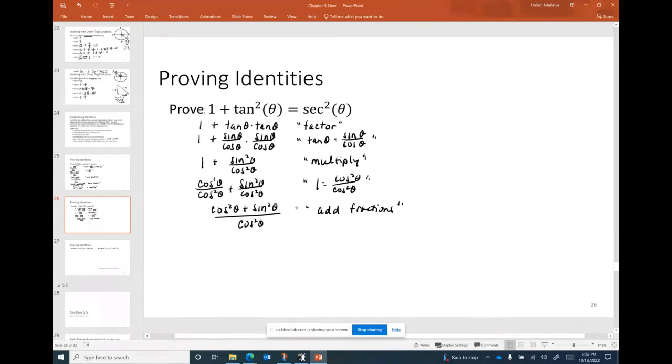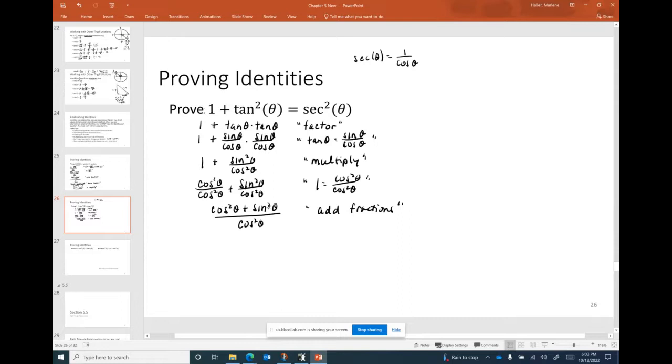Okay, now what? I need to get to secant squared. Oh, I see it. Do you see it? The secant identity says that the secant is 1 over the cosine, right? So the secant squared must be 1 over cosine squared. We're getting there, but we're going to have to write each step because this is actually a proof, right?